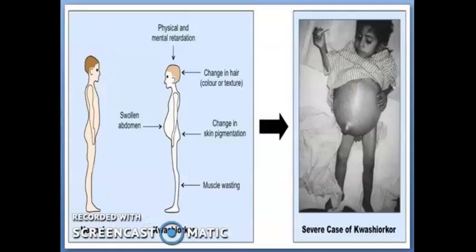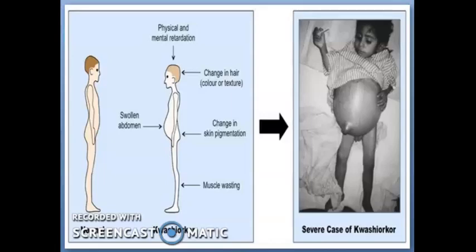Next, the last one is kwashiorkor. If you see this picture, children, kwashiorkor is mainly seen in poor children, meaning children who are not taking the right food items, mainly protein-rich food items. If the protein is not there in the food, if the children take food which does not have proteins properly, then the person gets a disease like this.